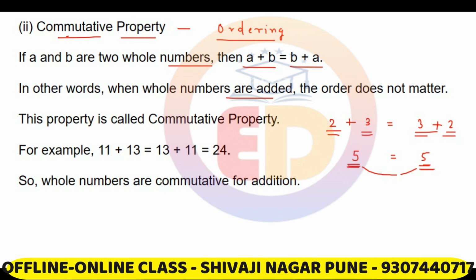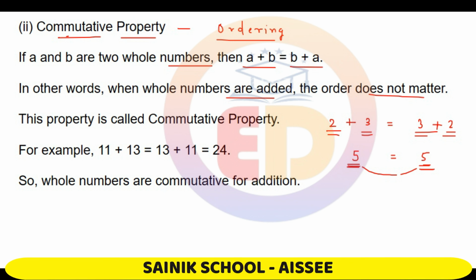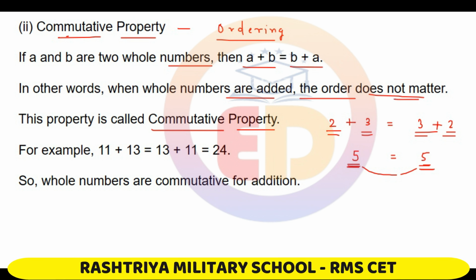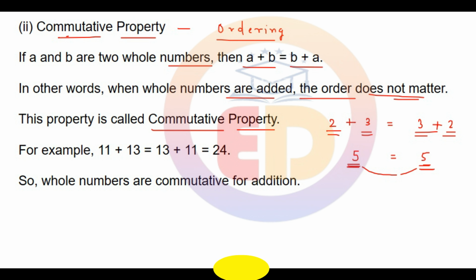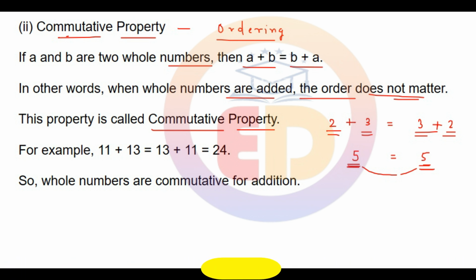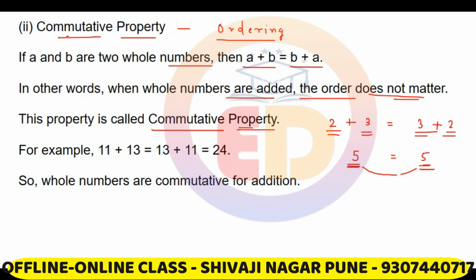When whole numbers are added, the order does not matter. It will give the same answer. This property is called commutative property. These sentences are important. The question can be asked as a true-false question. While addition of whole numbers, does the order matter? No, the order does not matter. Based on what property? Based on commutative property. The order will not change the answer.